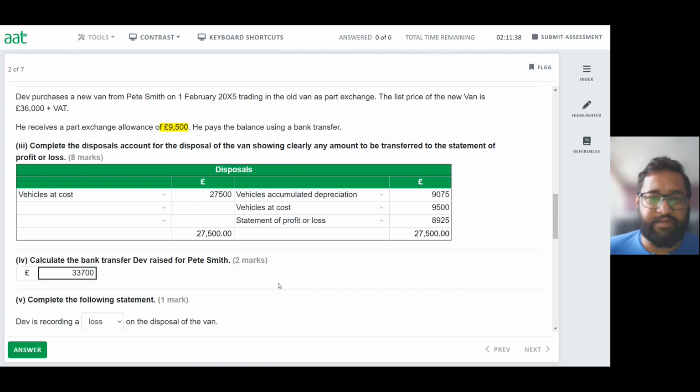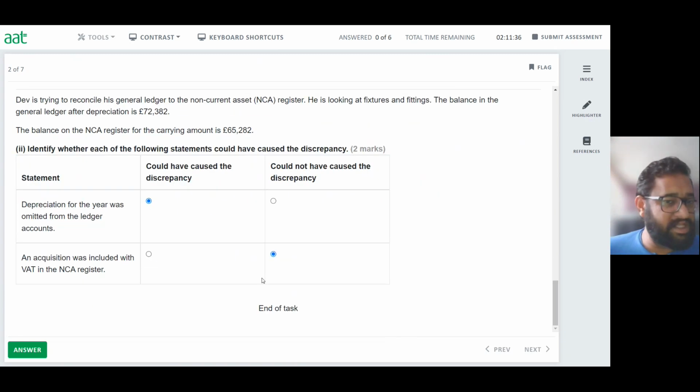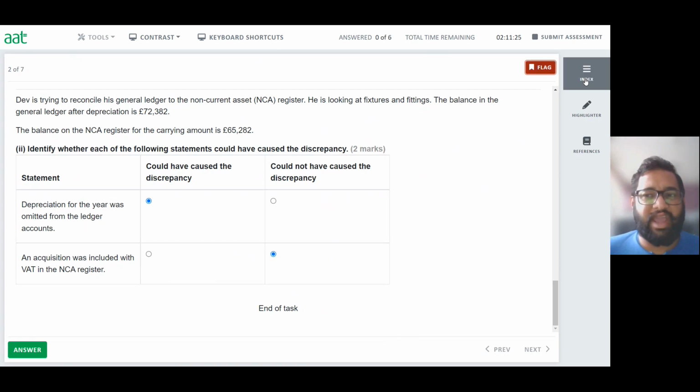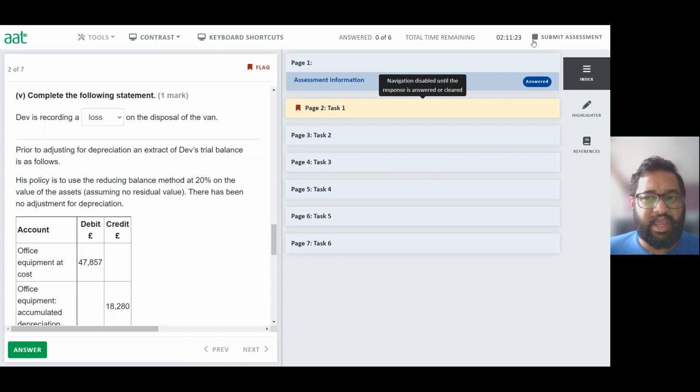So be careful with this kind of question. I know it's 50-50, but this is the difference between you getting really higher marks and lower marks. So make sure you give it proper thought before moving on. So let's see here. If I flag this question, it'll come up with a flag here on the index. It will show the flag here as well.